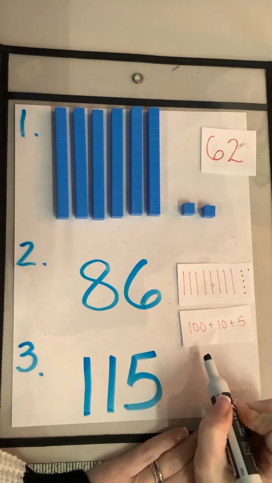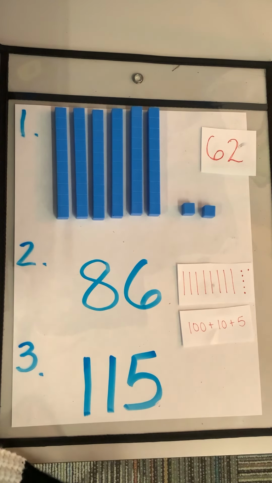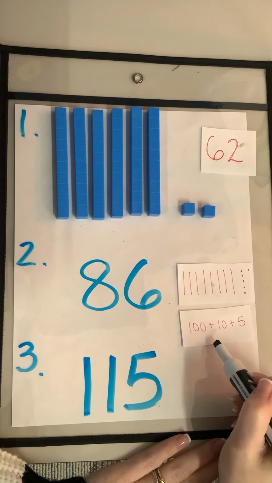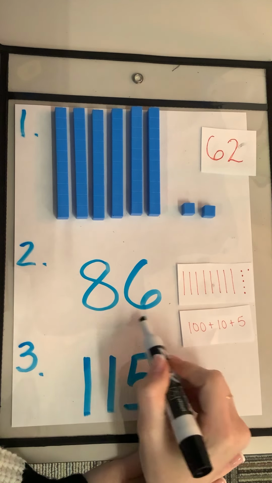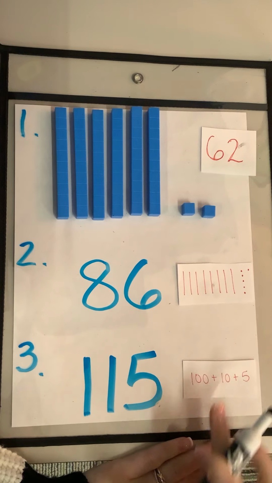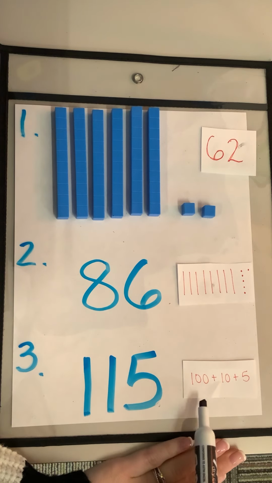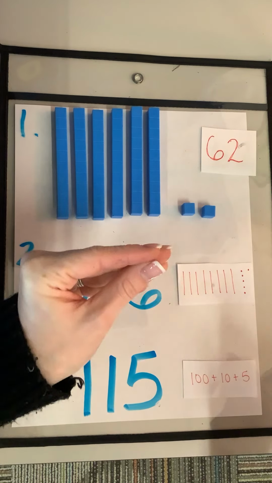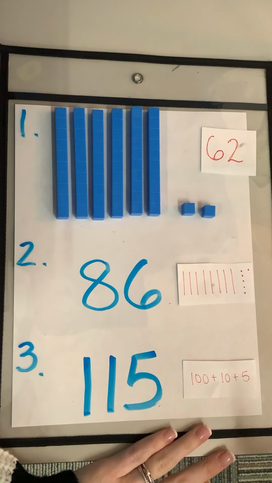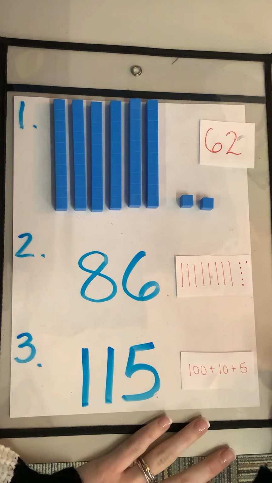I automatically see that there are 3 place values here in this number. Now, I only have 2 place values in 86, so I know that's not my answer choice. But let's make sure that this expanded form of a number matches 115 for number 3.